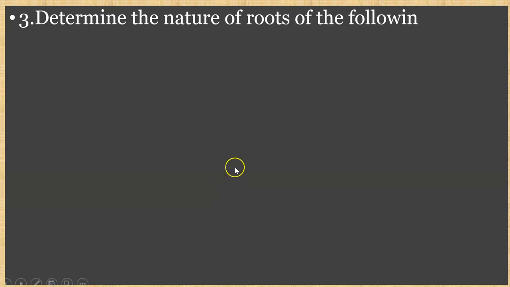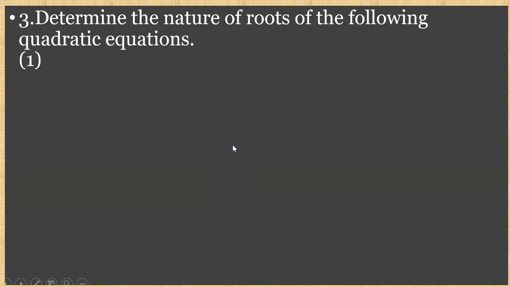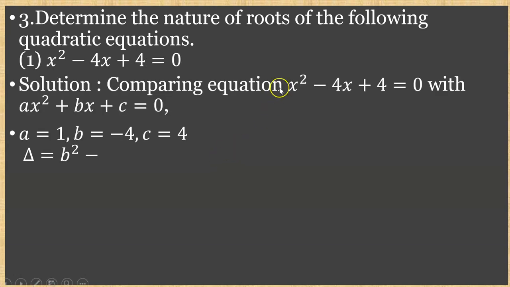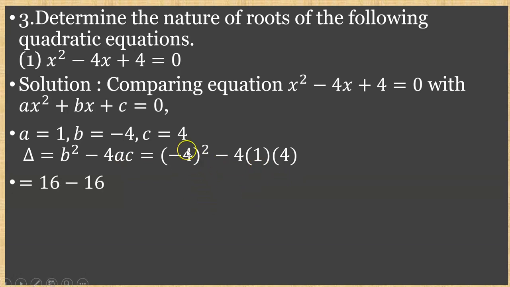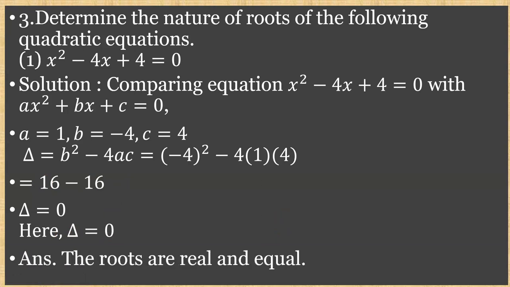Determine the nature of roots of the following quadratic equations. Now here we have to determine the nature. Again comparing, what is the value of a? 1, b is minus 4, c is 4. b square minus 4ac: minus 4 square minus 4 into 1 into 4. Then 16 minus 16 is equal to 0. What is the value of delta? 0. See, the roots are real and equal.